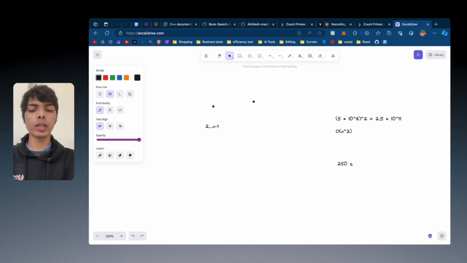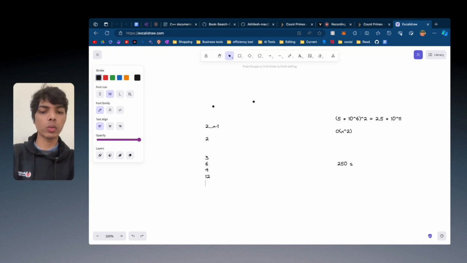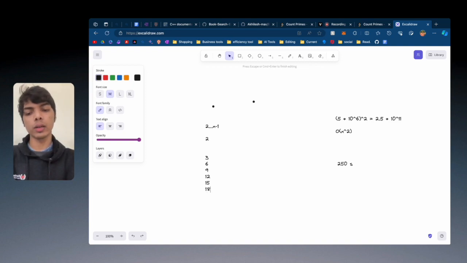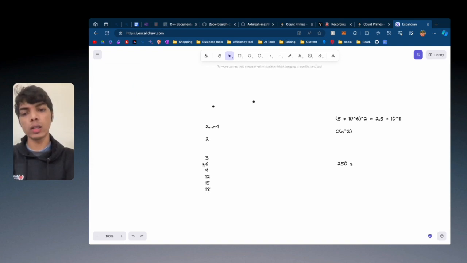But the thing it will do differently is that once it has found that a number is prime, for example, we know that 2 is a prime, then it will set all the numbers which are multiples of prime numbers as non-primes, which is obvious. Let's say we have the number 3. What are its multiples? We get 6, 9, 12, 15, 18. So we can see that all these numbers are not prime numbers.